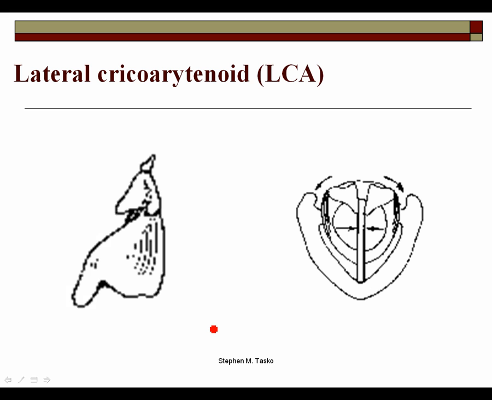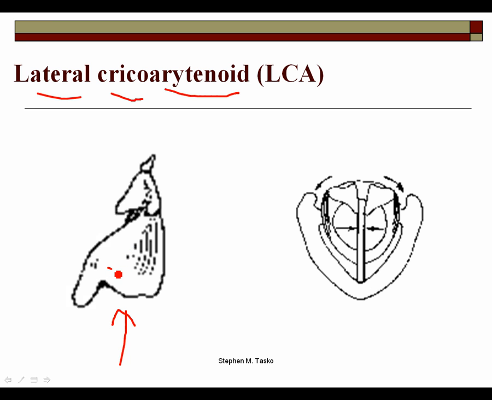Now we're going to move quickly through the key intrinsic muscles of the larynx. I'm not going to spend a lot of time on fine details. Most of you have done that in an anatomy class. What we're looking at here on the left side is a lateral view of the cricoid with an arytenoid sitting on top. The lateral cricoarytenoid muscle is a muscle that attaches, obviously, the cricoid and the arytenoid, and it's located on the lateral surface of the cricoid.